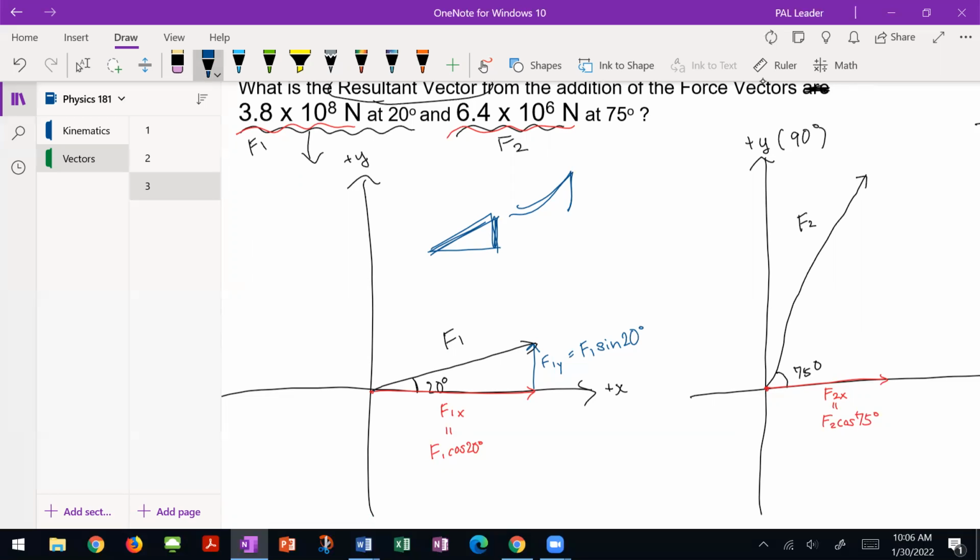For F1x, we had this and this. That looks like a C, right? So I know it's cosine. And if we had this and this, that'd be like a cursive T, right? So if it was these two sides that I knew, I'd be using tangent. That's how I kind of think about them. Do what works for you.